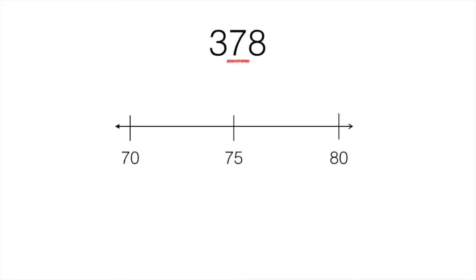Let's look at why. Let's go back to the good old number line. It usually helps us see where the numbers are better. This number line goes from 70 to 80, and in the middle we have 75. Now, 78 is more than 75, so it'll go on this side, close to 80. That means when we round to the nearest 10, we're rounding to 80. So when we round 378 to the nearest 10, we round it up to 380.